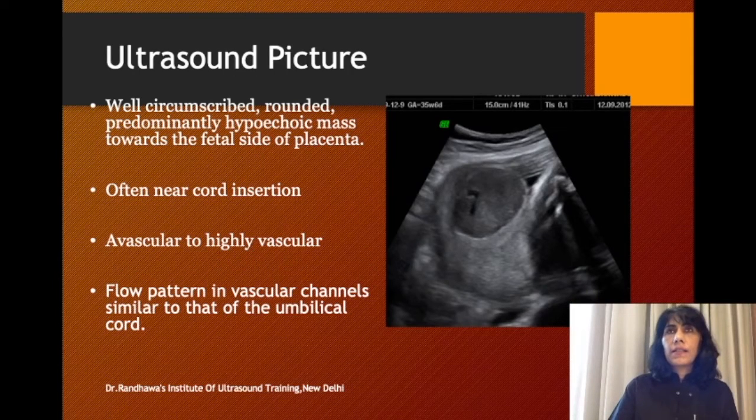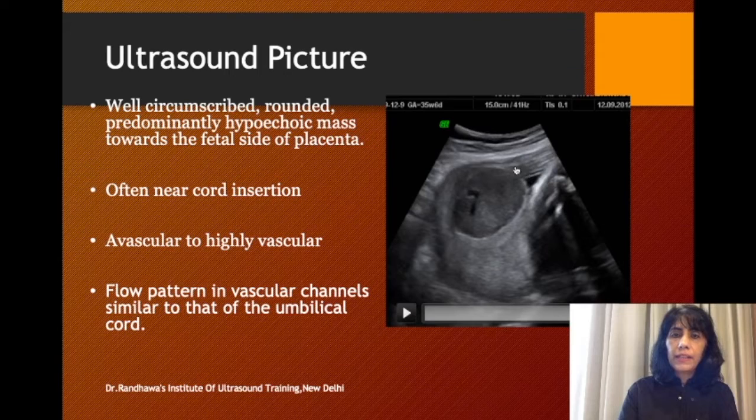Now, what is the ultrasound picture that you will see in a chorioangioma? The most common picture that you will come across will be a well-defined, round, encapsulated hypoechoic mass, which may have a few cystic areas, and it will very often be near the cord insertion and towards the fetal side of the placenta. All these things help you, I'll tell you how later. So it will be well circumscribed, predominantly hypoechoic, towards the fetal side of the placenta, and very often close to the cord insertion.